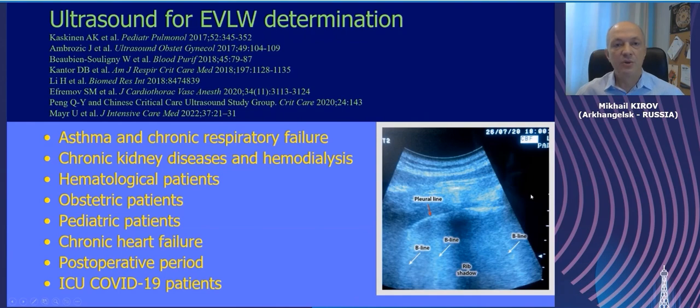Certainly, in addition to thermal dilution measurements, we can estimate lung water qualitatively by using lung ultrasound. It has a lot of indications from asthma and hemodialysis patients to obstetric, pediatric patients and chronic heart failure patients when thermal dilution method is too invasive. And it can also be used in COVID patients, as shown in this ultrasound figure from our patient with a number of B lines in parallel with increased pulmonary edema.